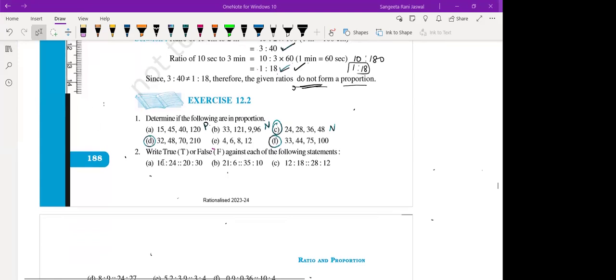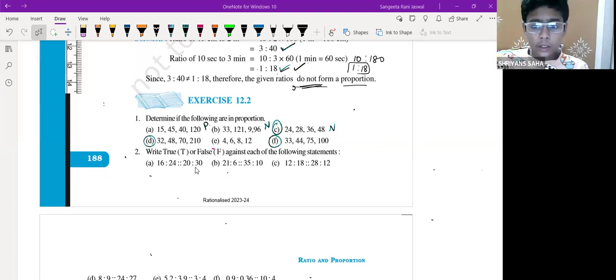Okay, next is write true or false against each of the following statements. Now you have to see whether it's true or false. It's shown here that the two ratios are in proportion. So just check out whether it is correct. How will you check this? Reduce it to lowest form and check. Yes, sir.